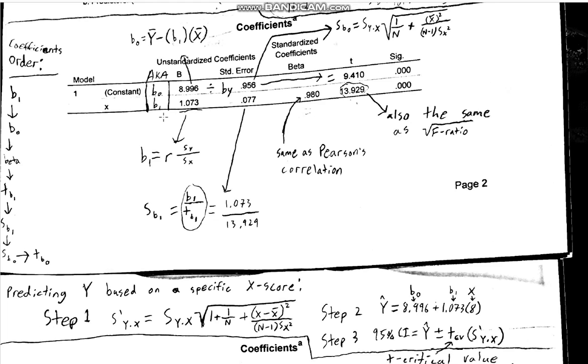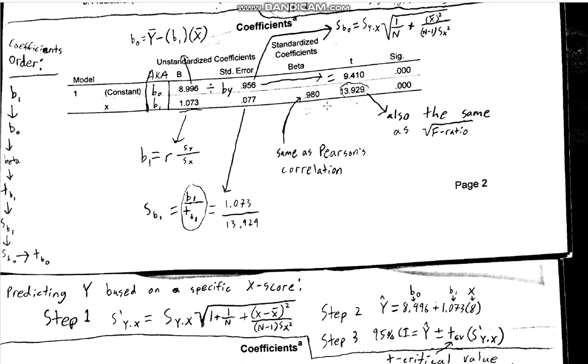Once you have b sub 1, you can then get b sub 0 pretty quickly. You just take the mean of y minus b sub 1, which we just got, times the mean of x. And so that comes out in this problem to be this 8.996 number.